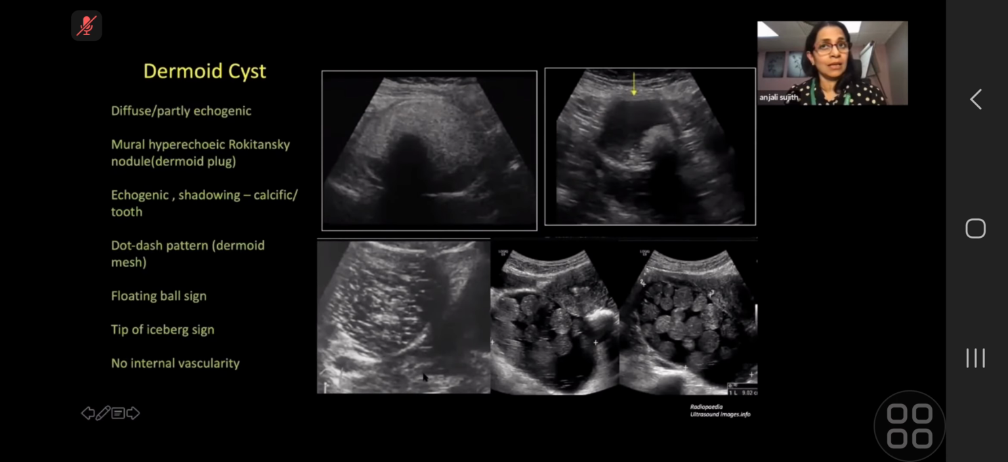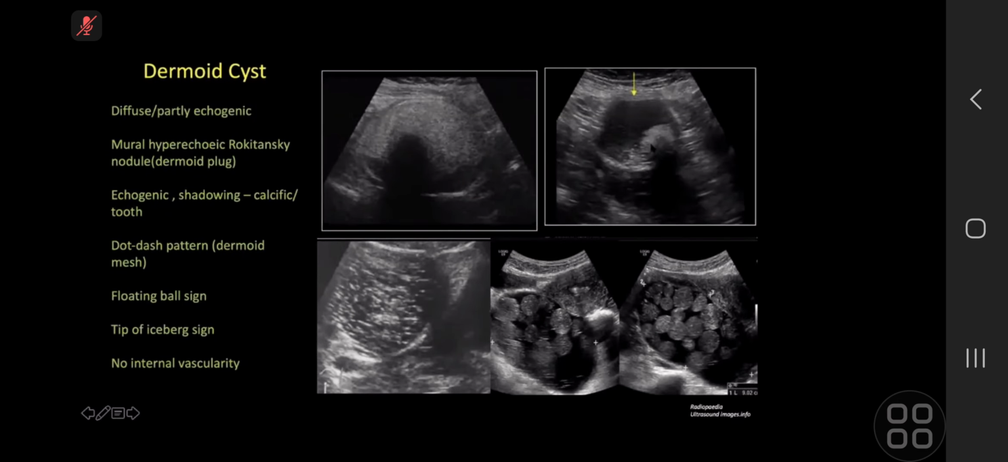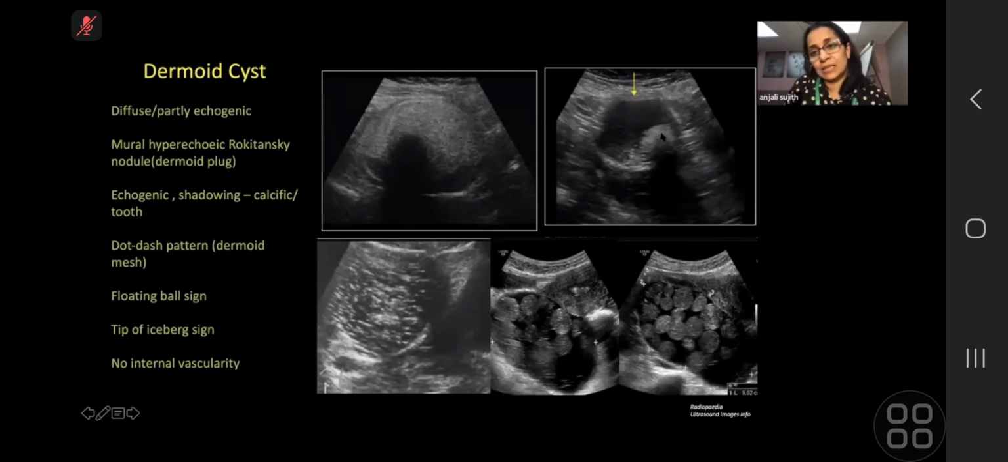Now on ultrasound, you may be given an ultrasound image of a dermoid. On ultrasound, it can have varied appearances. It can be diffusely or partially echogenic. Because of the presence of floating hair and sebum, it can have areas of posterior dense shadowing. And here you can see a peripheral hyperechoic nodule in the periphery with posterior shadowing. This is called the dermoid plug or the Rokitansky nodule.